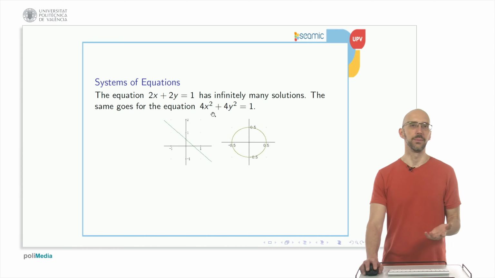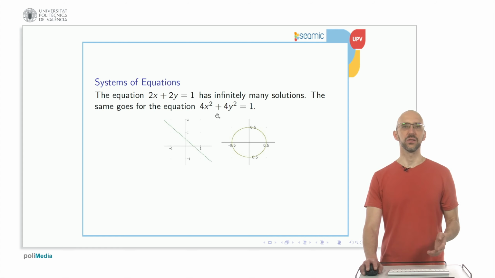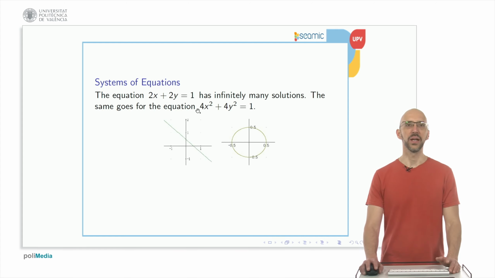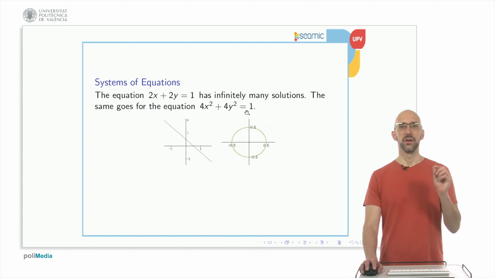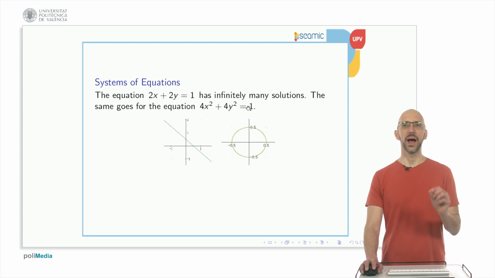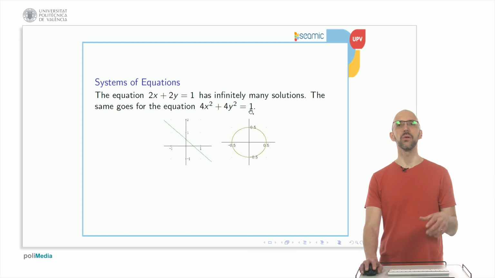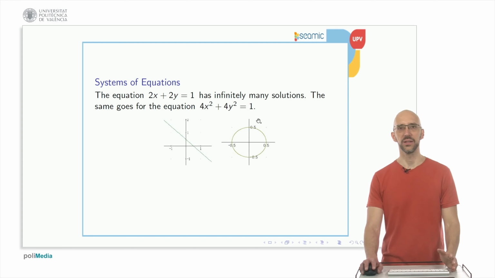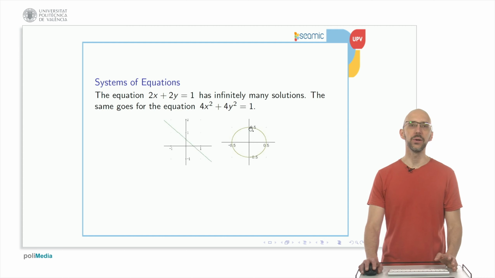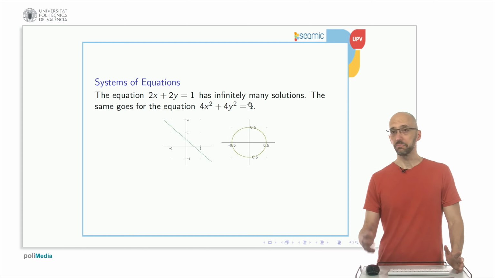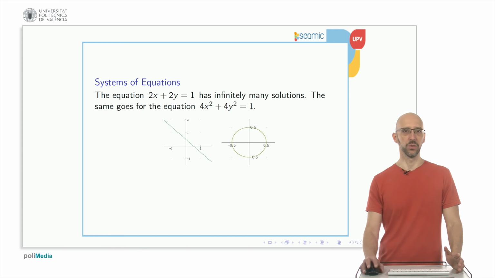Another example. What if we consider 4x squared plus 4y squared equals 1? Be careful, because here I can just divide everything by 4. So this represents a circle of radius 1/2, because here I will have 1 over 4, and the square root of 1 over 4 is 1/2. That is what is plotted here. How many solutions do I have here? Another infinite number of solutions, because all the points in the circumference verify this condition. So these are two equations with an infinite number of solutions.